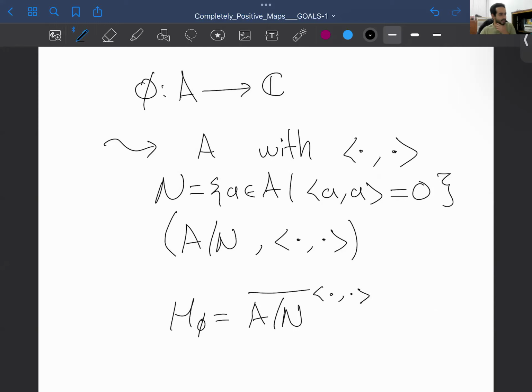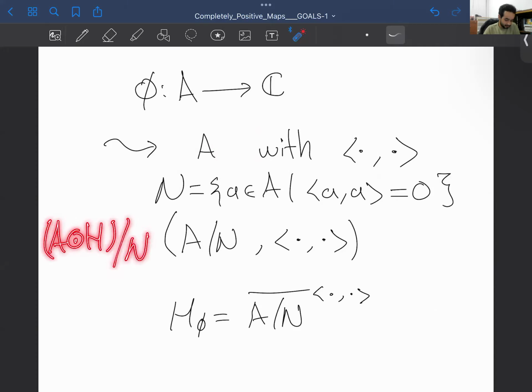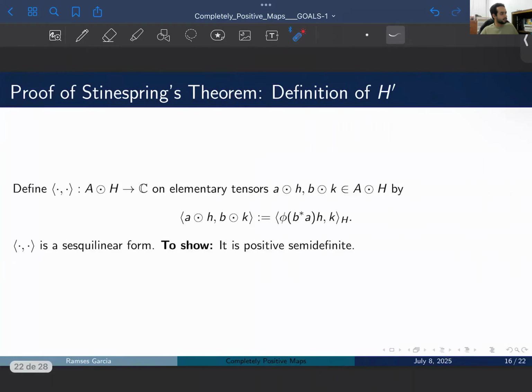That is the sketch of the GNS construction, as you already know, and we are going to replicate that. But instead of working with A, we're going to work with A tensor H. And again, we are going to make a quotient. So let's start with the proof. As I mentioned, the first step is to define H prime.